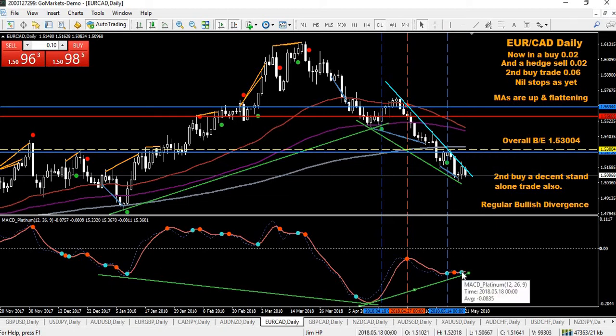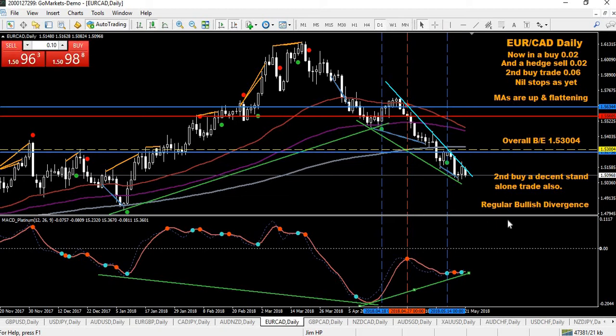Now I've got a blue dot on the MACD Platinum, so you could be tempted to take another buy, but I'm glad I didn't, because look, price has already dropped down again. So what I'll do is try and wait for a clean break of this trend line to the upside, and I'll look at taking another buy, probably about the same size as the second one, 0.06, and we'll try and take it up then.